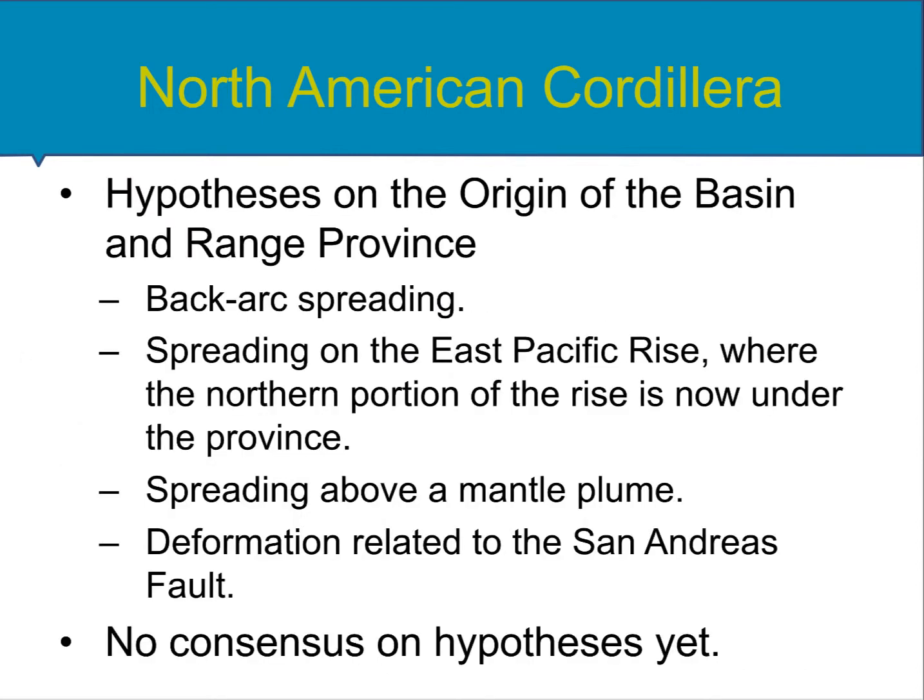So there's several lines of thinking in terms of how the Basin and Range formed. One could be back arc spreading, but in this case there's no subduction zone going on. There's no trench rollback, so it's probably not related to back arc spreading.